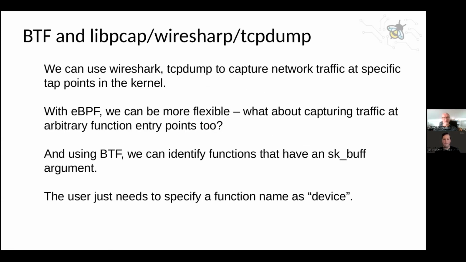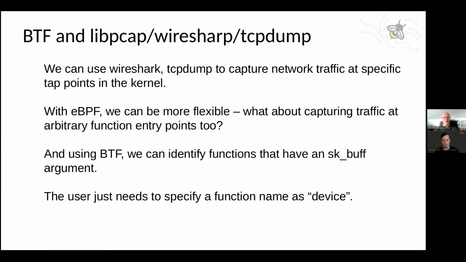If you've used Wireshark or tcpdump, you're probably familiar with capturing network traffic, and that happens at specific tap points in the kernel. But funnily enough, the BPF type format can help here as well. With eBPF, we can be a little bit more flexible. Having that type format information can tell us about kernel functions and what arguments they have. Using that information, we can then identify the functions that have an skbuff, which is the network metadata data structure. And if we know which functions have one of them, we know we can gather tracing information from those functions as well.